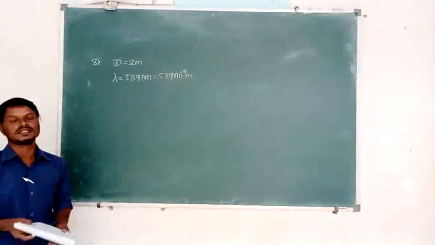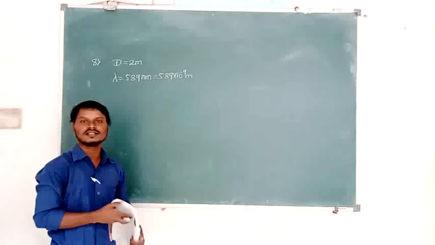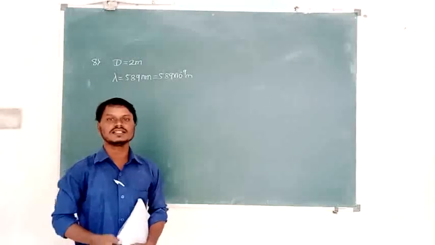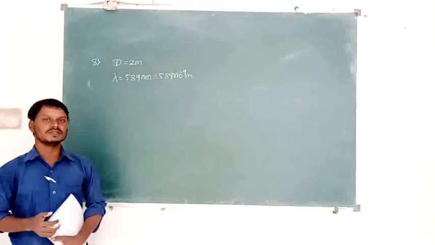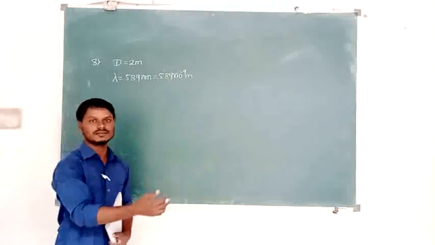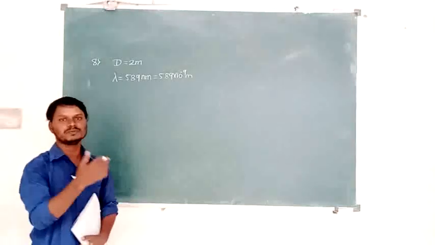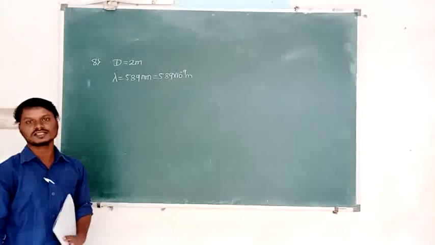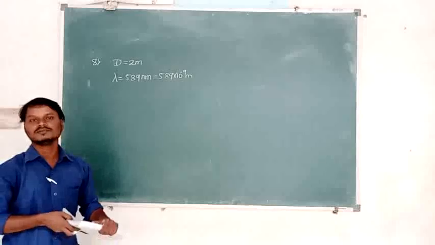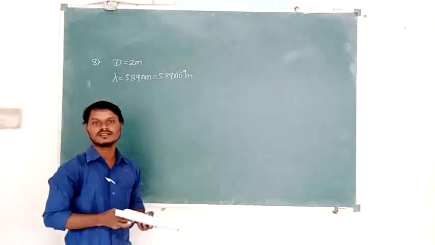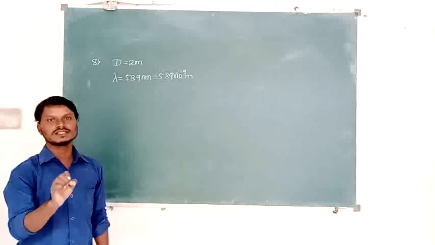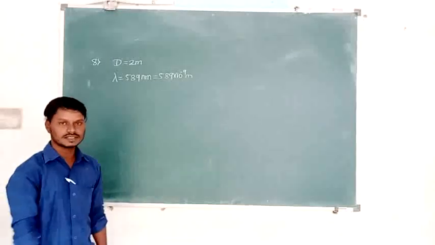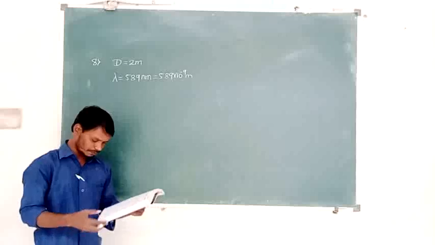10th minimum. Minimum means here dark fringe. Maximum means here bright fringe. Minimum means the intensity becomes minimum because crest falls on trough. The amplitude decreases. Amplitude decreases means intensity also decreases. It is called minimum. Which fringe will be formed here? Dark fringe will be formed. Just remember this one. Minimum means it is a dark fringe. Maximum means it is a bright fringe.